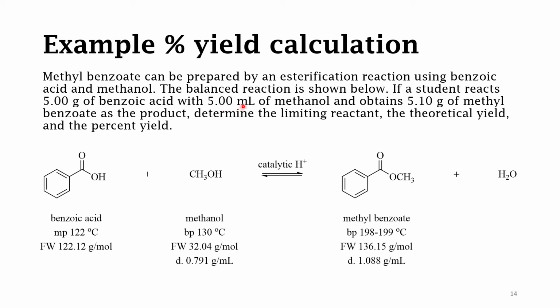So we have our volume, we need the density of that liquid, which is given right here. So this tells us that 1 milliliter weighs 0.791 grams. So we take the volume in milliliters, use the density to convert to grams, then use the formula weight to convert from grams to moles. And again, we have a 1-to-1 mole ratio between this reactant and the methyl benzoate product.